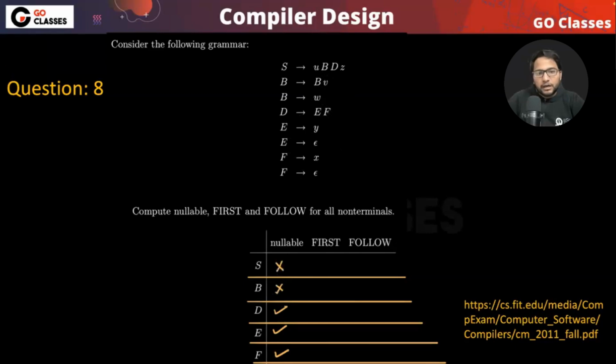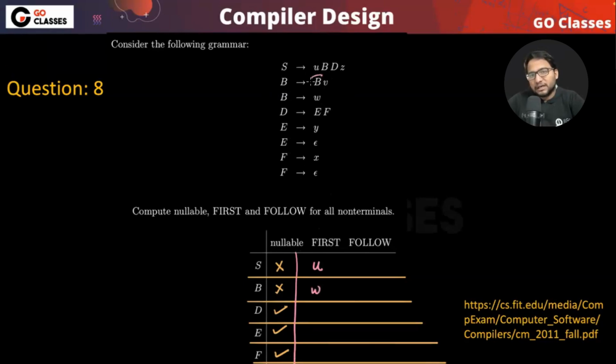That's great. Now let's find out the first. Tell me what is the first symbol of capital S. I think this is just a small u. What about B? It will be W. And that's all, right? Because this is a left recursion.